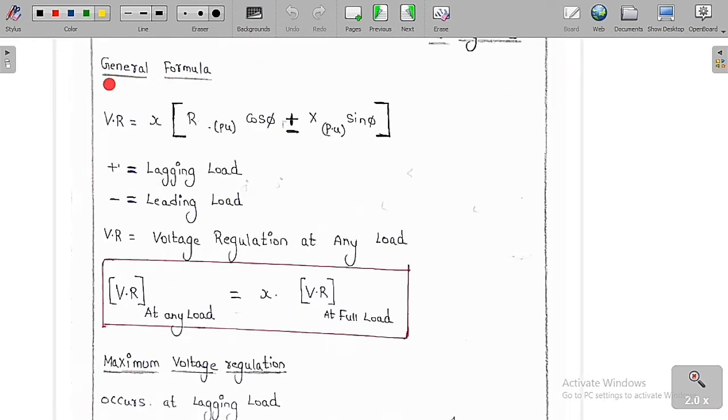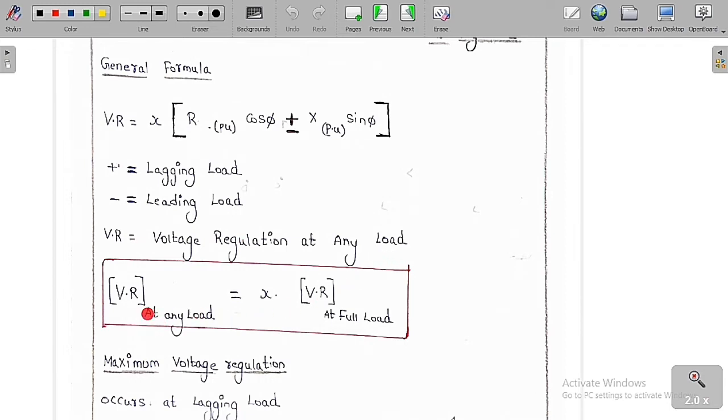Now we will discuss the general formula. The voltage regulation is equal to x into R per unit cos phi plus or minus X per unit sin phi. Here plus is for the lagging load and minus is for the leading load. So whenever you keep a lagging load, we go for the positive sign. If it is a leading load, then go for the negative sign. So VR is the voltage regulation at any load.